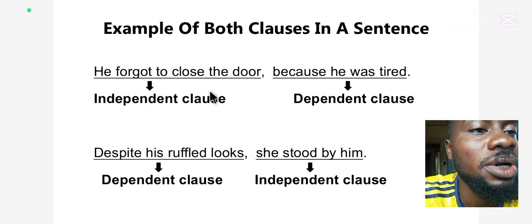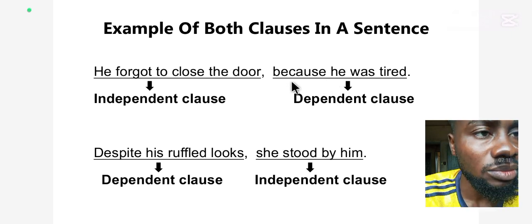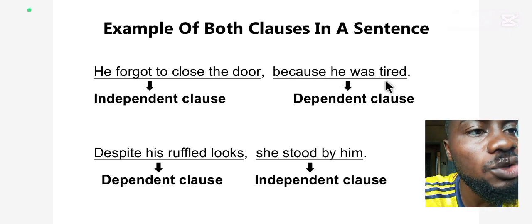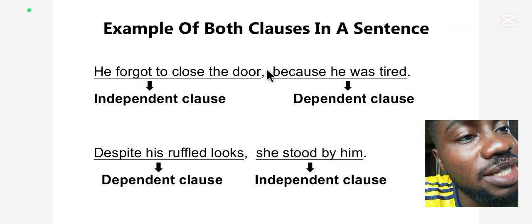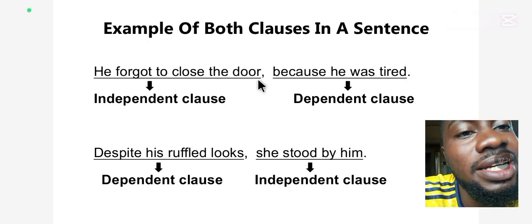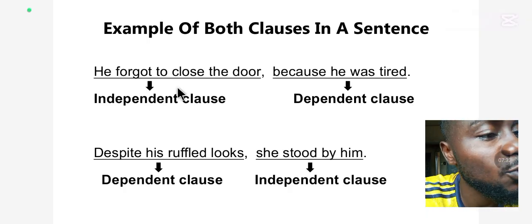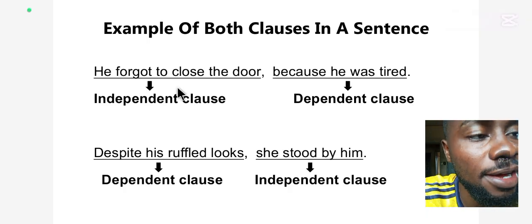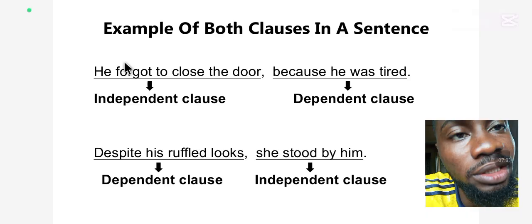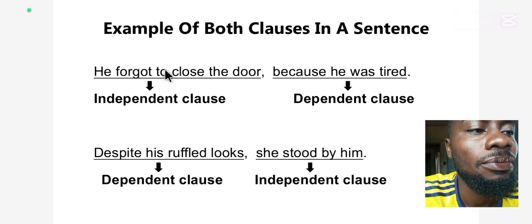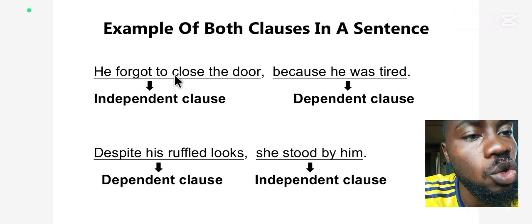forgot is the verb. But let's look at the subordinate or dependent clause. Because he was tired. You can see that for this clause to stand, it needs the independent clause to be a complete sentence. That's what makes it a subordinate or dependent clause. It's dependent on the main clause to make sense. Okay, let's look at the next example.